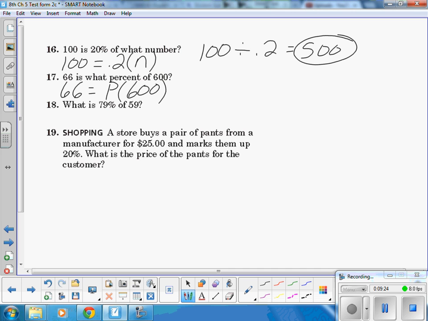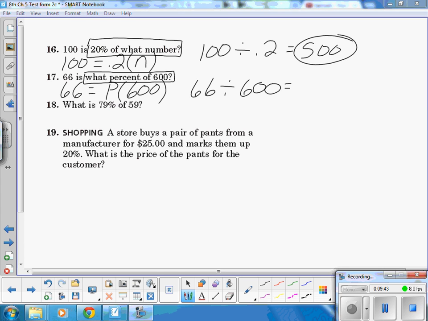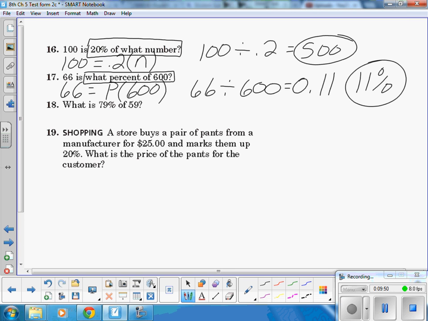For number 17, 66 equals what percent of 600? Remember, in these problems, we boxed in the percent times the whole. At number 17, the percent times whole. We're going to divide. We're going to go 66 divided by 600 to get our answer. We get 0.11 on the calculator, so that is 11%. Don't forget, look at the question, look at your answer, make sure that they go together.